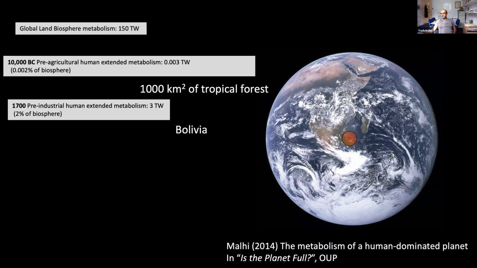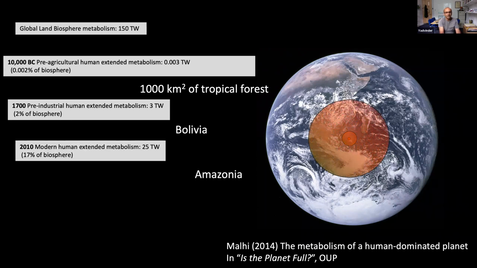If we go to just the eve of the Industrial Revolution around 1700 and calculate the amount of energy flowing through humanity, where we were farmers with agricultural systems, where ecosystems have been colonized and modified and appropriated for human use through agriculture, the total population had increased, and the total amount of energy flowing through humanity had increased to 3 terawatts, around 2% of total land biosphere energy. So getting more significant, but still fairly small compared to the total amount of energy flowing through the biosphere. And this, just for comparison, is equivalent to the total amount of energy flowing through the country of Bolivia.